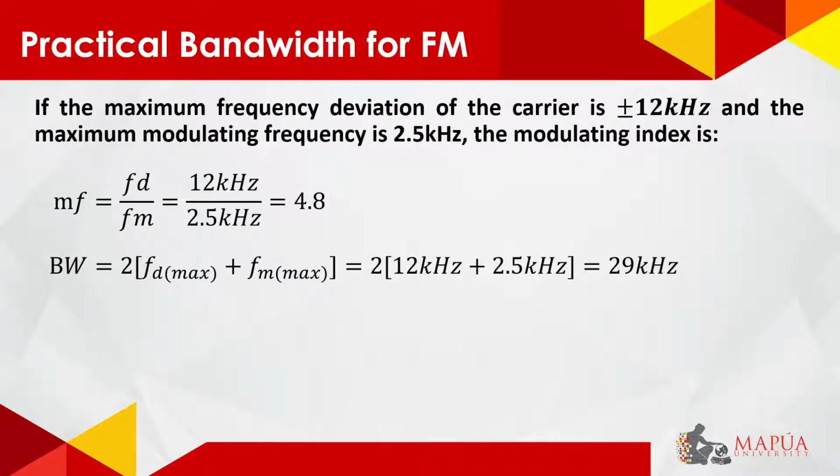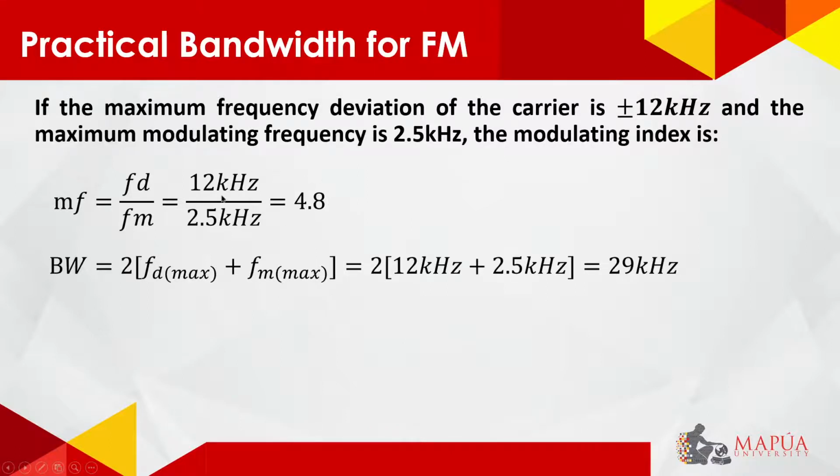Lastly, we have practical bandwidth for FM. If the maximum frequency deviation of the carrier is plus or minus 12 kilohertz and the maximum modulating frequency is 2.5 kilohertz, the modulation index is here. We use this formula, same as K1 times Vm over fm, but we use this, fd over fm. That will be equal to 12 kilohertz over 2.5 kilohertz. That would be equal to 4 for the modulation index.